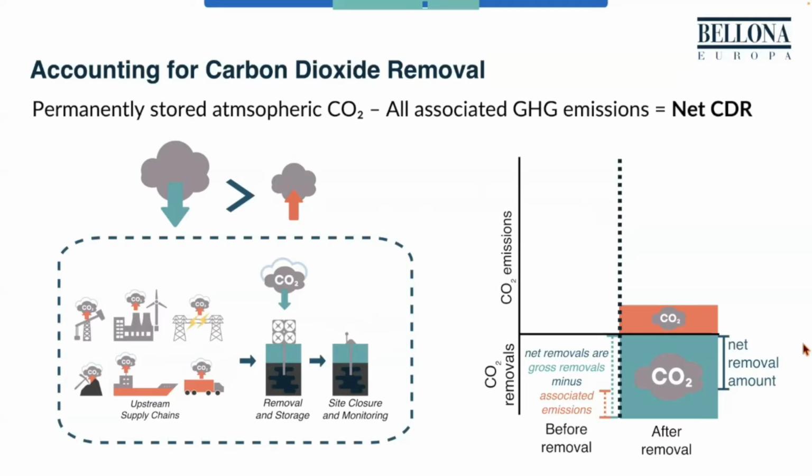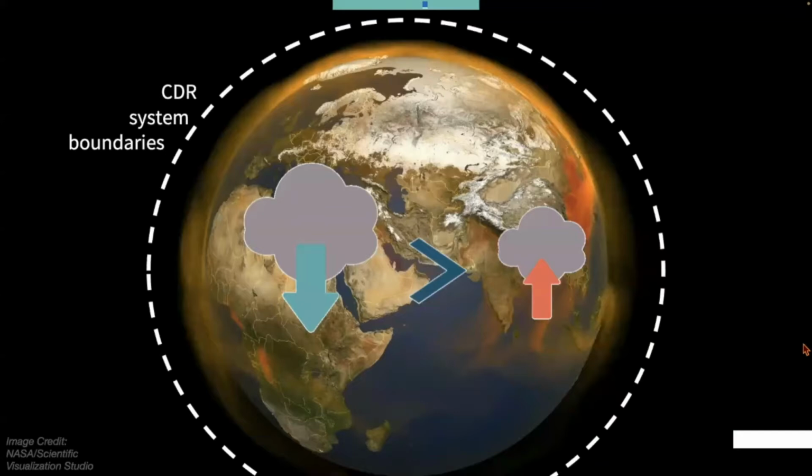So you have to physically take carbon dioxide out of the atmosphere, you have to store it somewhere, you have to account for all emissions in the associated supply chains, and the number we really care about is net carbon dioxide removal. So the amount of removal that's removed and stored minus those associated emissions. And when I mean all emissions, I really do mean all of them.